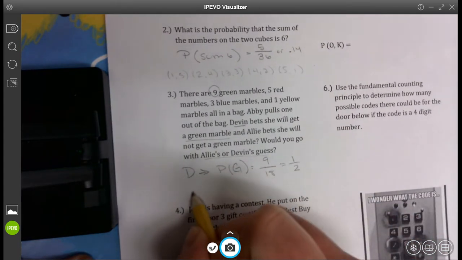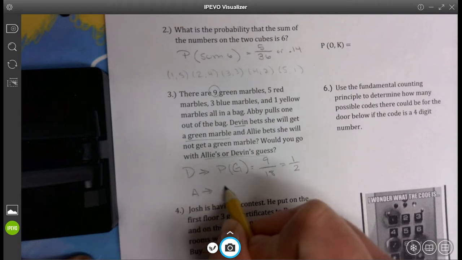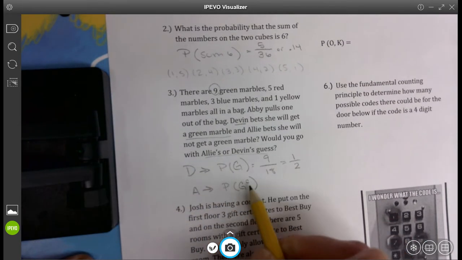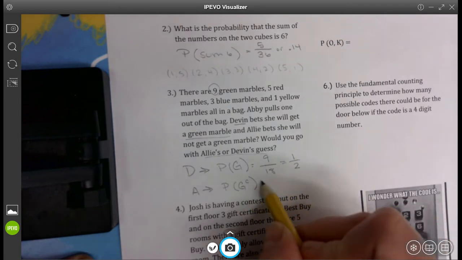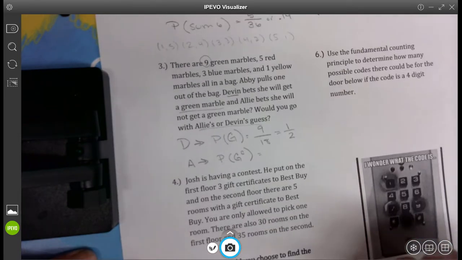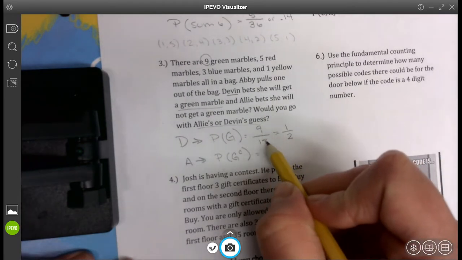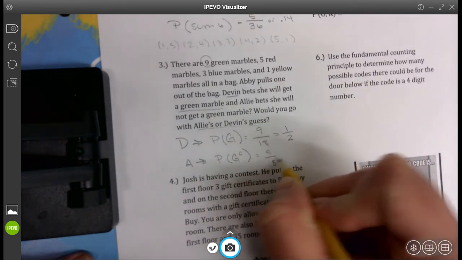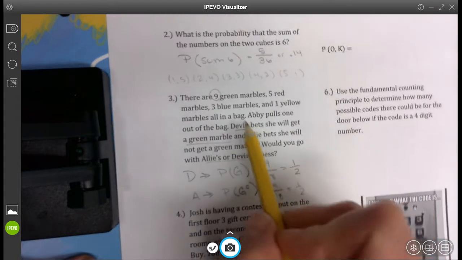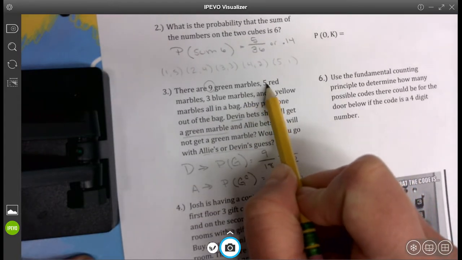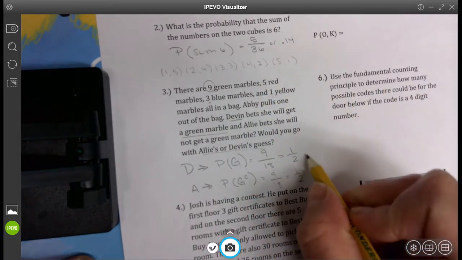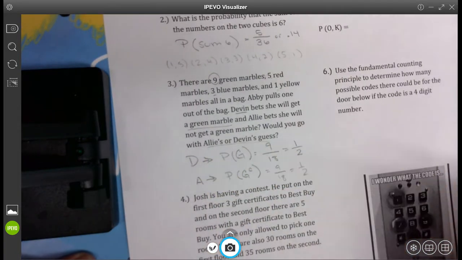And then Allie says the probability she's not going to get a green. So what's called the complement? Little c, the complement of green is not being green. So what is the opposite of 9/18? It'd be 9/18. So not getting a green would be 1, 2, 3, 4, 5 red, 1, 2, 3 blue, and 1 yellow, which is 9. So it says, who would you go with, Allie's or Devin's?